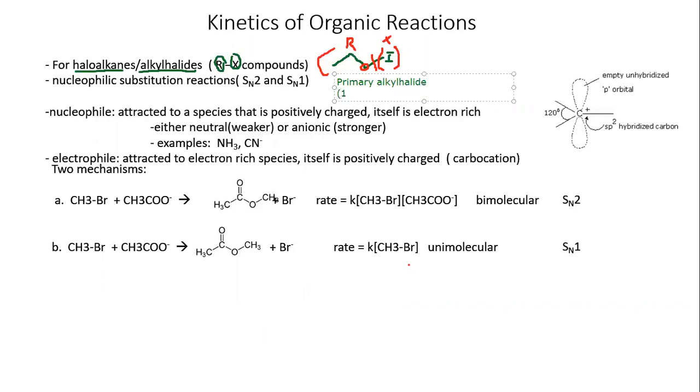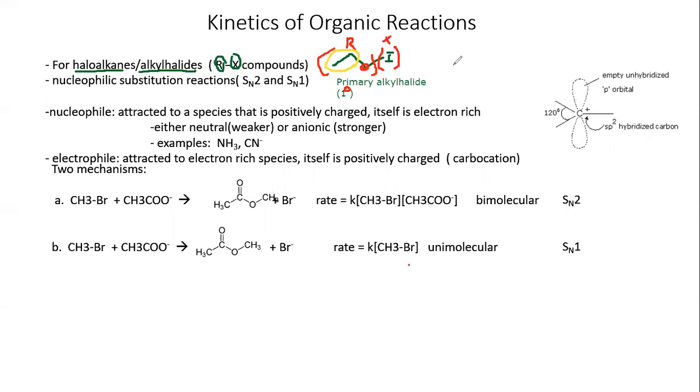We call it a 1 degree alkyl halide because the carbon attached to the halogen only has one carbon attached to it. So this carbon here that I have circled in red only has one carbon group attached to it, so it's a primary alkyl halide. Now we can have secondary alkyl halides, and the reason I'm telling you this is because this is important when we talk about these types of reactions. Certain types of alkyl halides can react and certain ones cannot react.